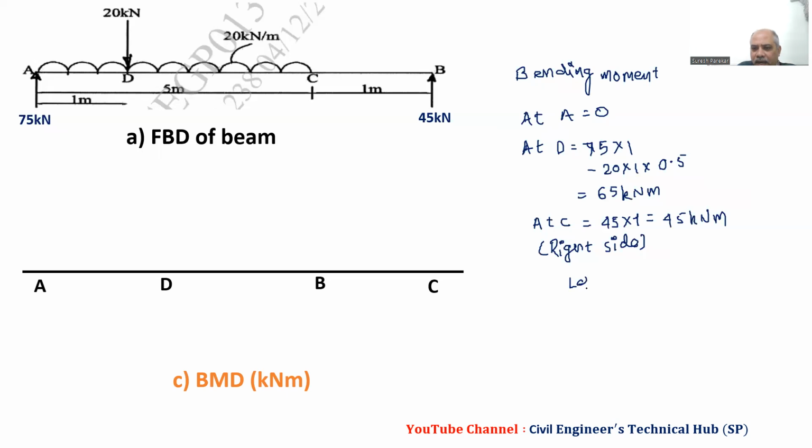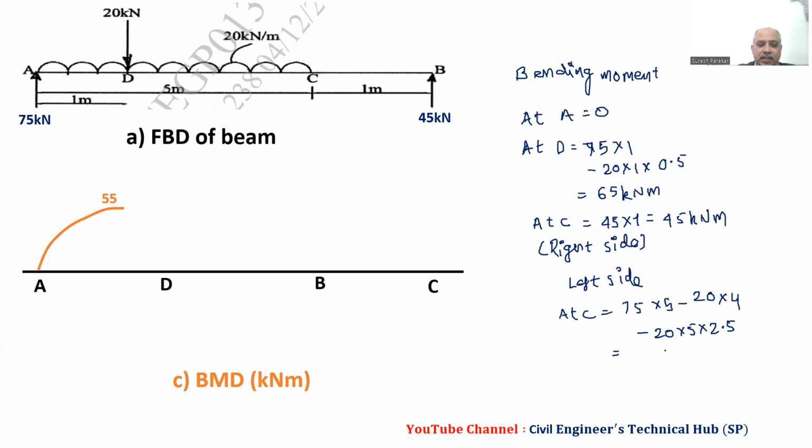If you find from the left side, then you have to write all: 75 into 5 minus 20 into 4 minus 20 into 5 into 2.5. And then we will have this value. So let me calculate: 75 into 5 minus 80 minus 20 into 5 into 2.5. So yes, it comes 45. And then we will plot it.